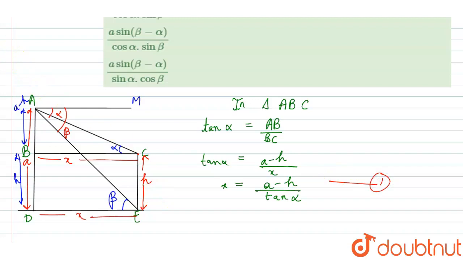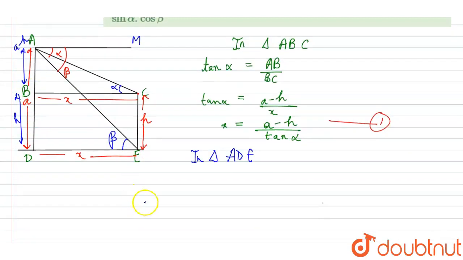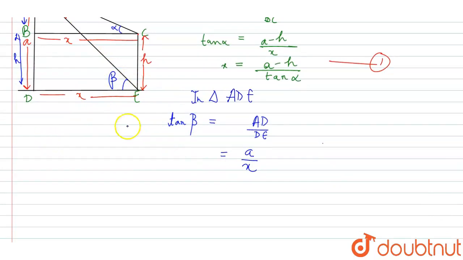Now we will consider the next triangle. In triangle ADE, we will find tan. So it will be tan beta, because there is a beta angle. So tan beta will be AD upon DE. AD is a, and DE is x. We will find the value of x from this side. So x is equal to a upon tan beta. So this is our equation number 2.